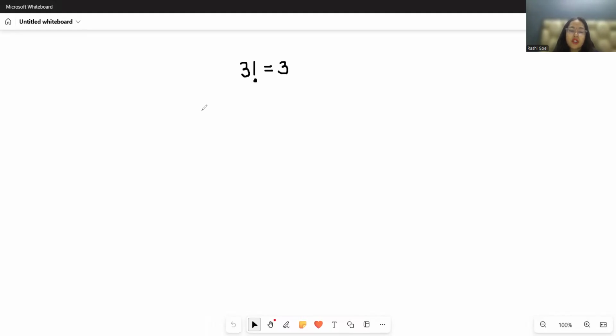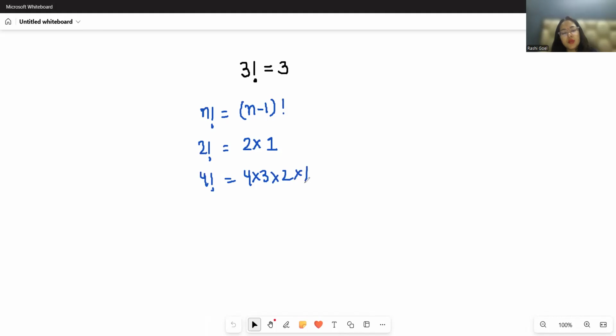First, you should know what factorial is. If it is n factorial, that means you have to solve it like n times (n minus 1) factorial, and so on. So if you have 2 factorial, that means 2 multiplied by 1. You have to solve it till 1. If you have 4 factorial, it is 4 times 3 times 2 times 1.